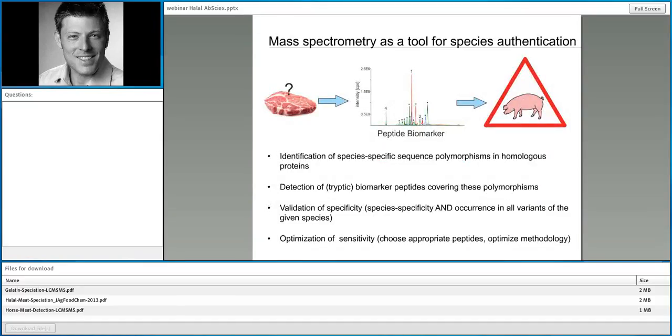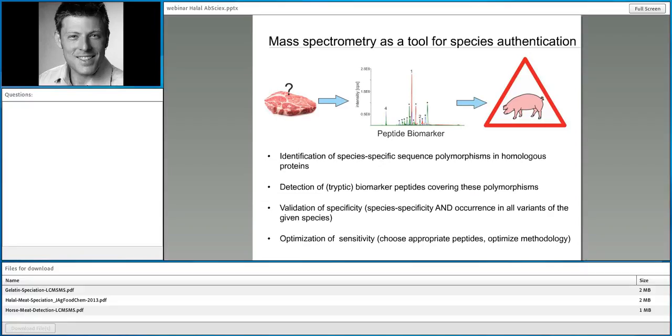When MS is used for authentication, you need to take several aspects into account, and this is given on this slide. The species identification is in general performed by the detection of polymorphisms that are species-specific. However, you will not directly detect the intact proteins that have these polymorphisms, because the chromatographic separation of complex protein mixtures in general is not great. We have to admit, quite poor. So therefore you digest your protein mixture to the tryptic peptides, which then can be effectively separated on standard LC columns.